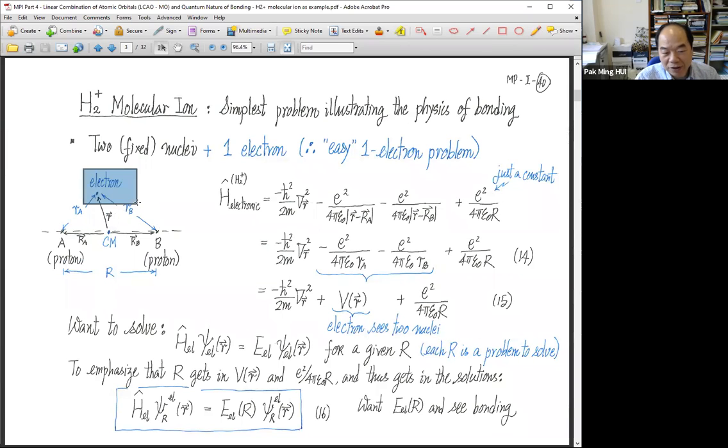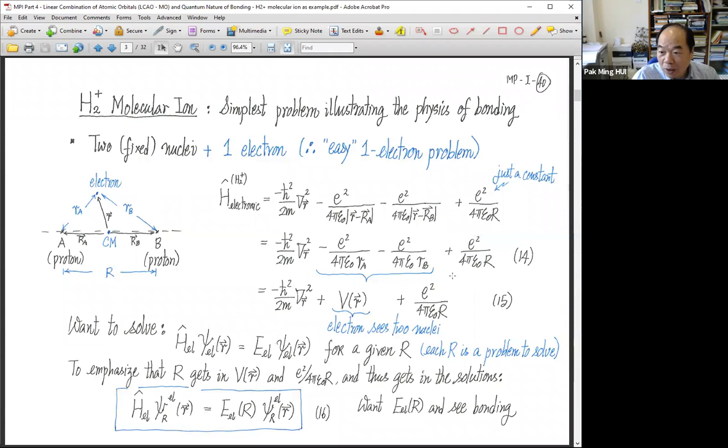One electron only, so no electron repulsion. Things should be easier. So let's write down the Hamiltonian for H2 plus. Single electron kinetic energy. Electron sees A, electron sees B. There is a constant. The two nuclei repel. Okay? This is just a number. Just write it there, set it on the side.